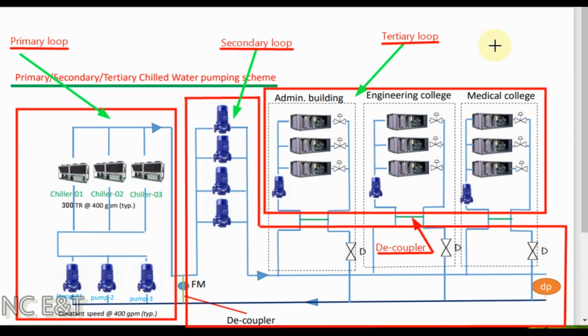The operation of primary and secondary loop in primary, secondary and tertiary chill water pumping system is exactly the same as that of primary and secondary chill water pumping system that we already studied in part 2.